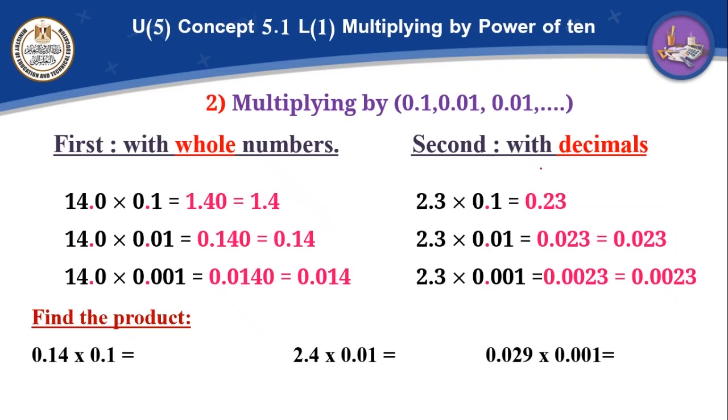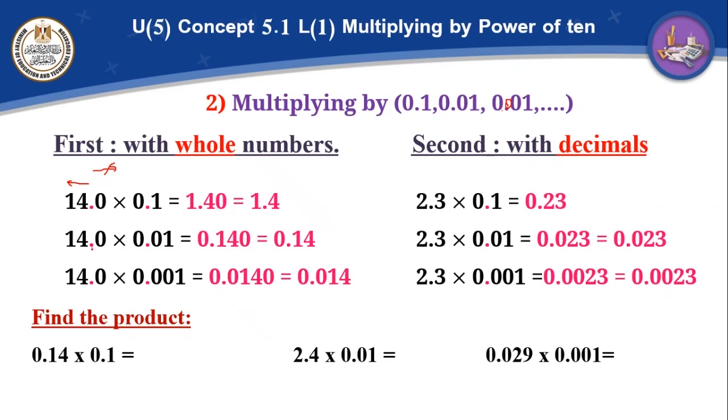Another slide. Multiplying by power of 10, but in here we multiply by decimals: 0.1, 0.01, 0.001, okay, with whole numbers. Look, 14 by 1/10. This time, when we multiply by a decimal, we move the decimal point to the left, not to the right as in the previous slide. Because we multiply by a decimal number, here we will find 1 4/10.